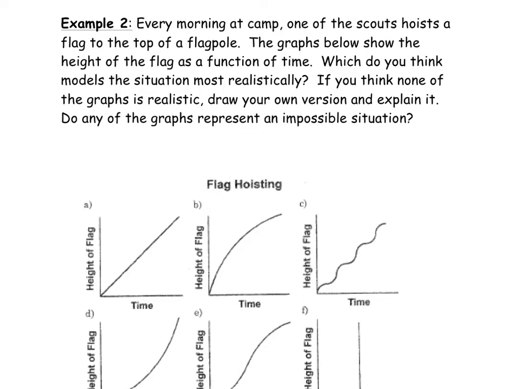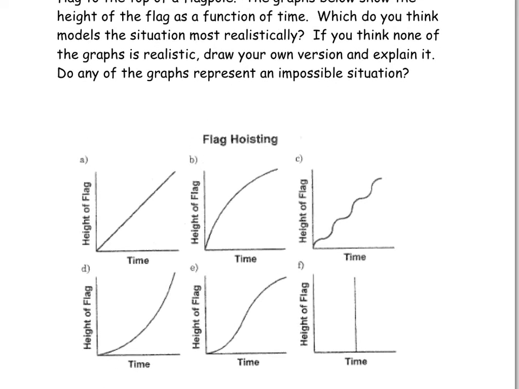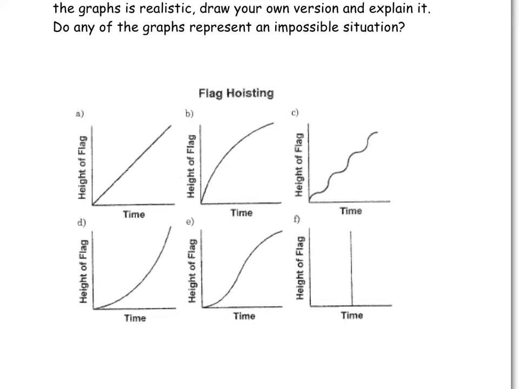Before we go too far, it also asks whether any of the graphs represents an impossible situation. Alright, so let's take a look. First of all, let's understand the situation. The height of the flag will go up as time goes up. We figure that the height of the flag is going up at the same speed, but that's not necessarily the case. It might be a little harder at the beginning and a little easier at the top, or vice versa.